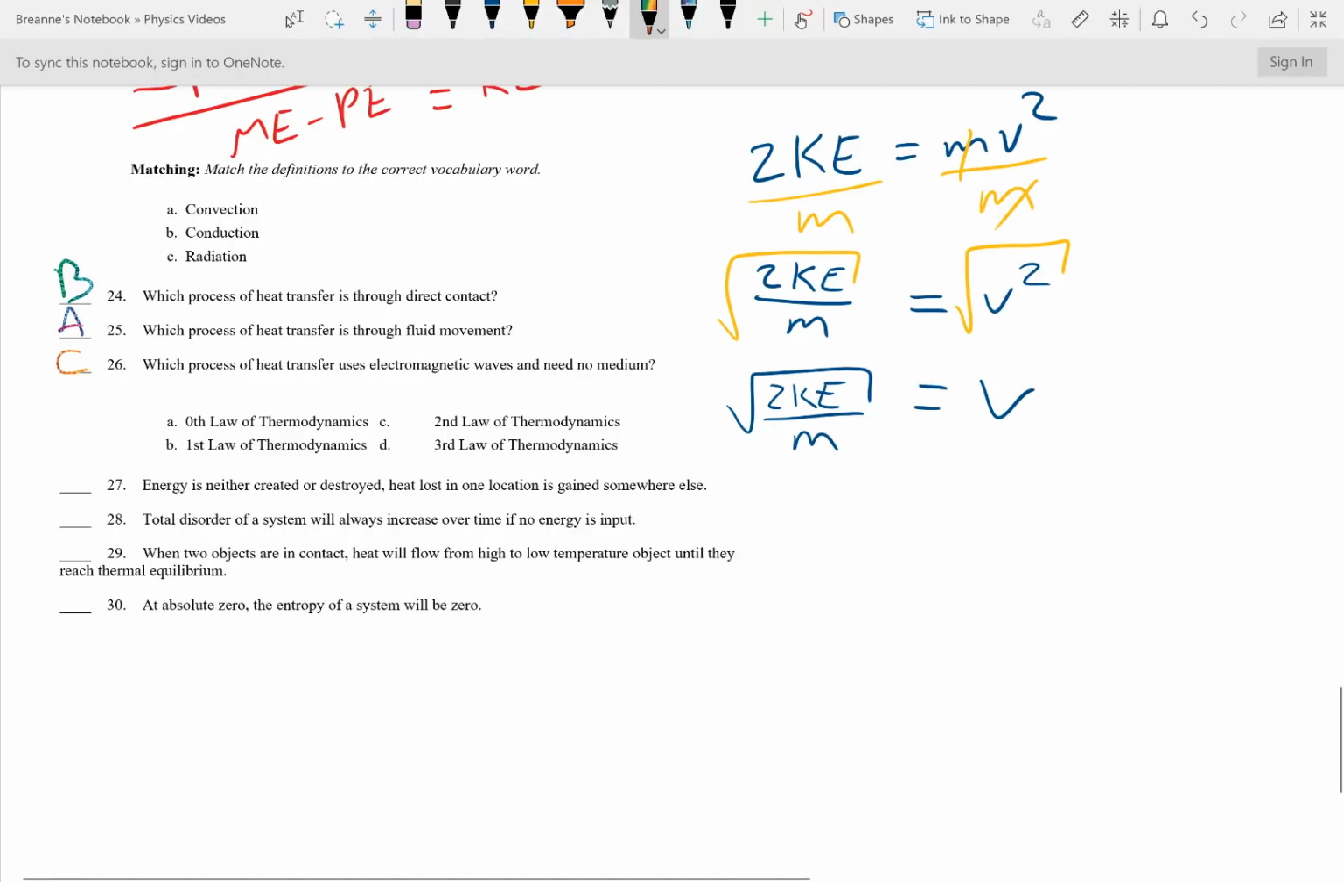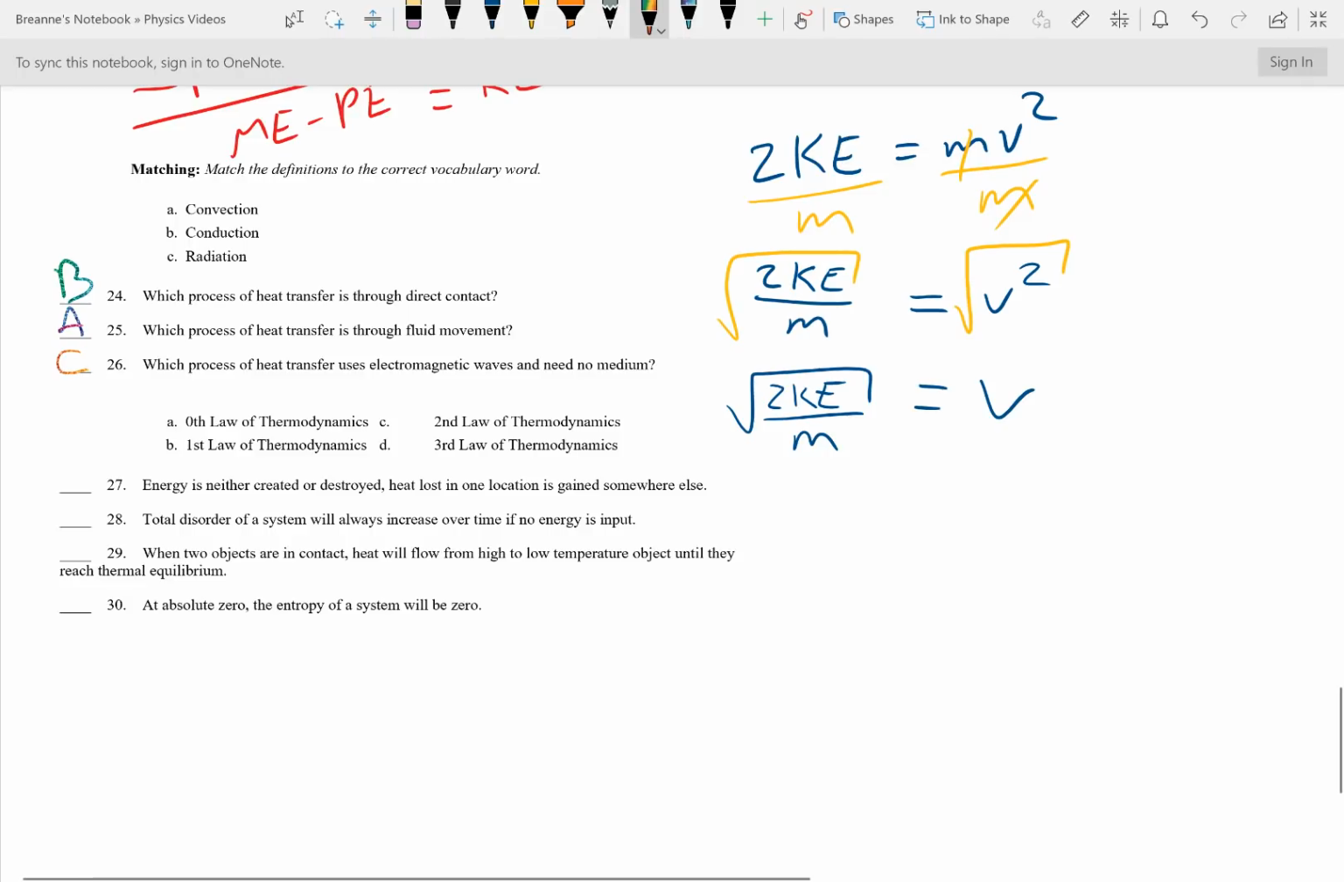Convection is like boiling water or your convection oven. And then direct contact would be like you touching the stove before it cools down and you burn yourself. Direct contact. Or you're really cold and your best friend's warm, so you snuggle up next to him. Direct contact. So you have to be directly touching.